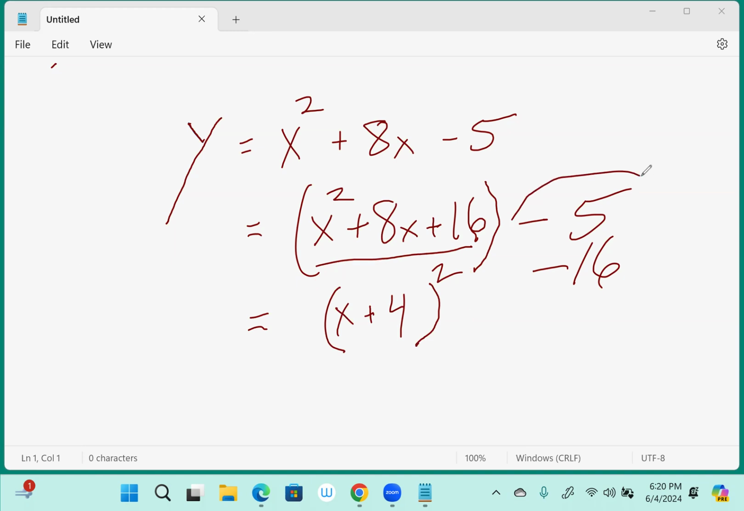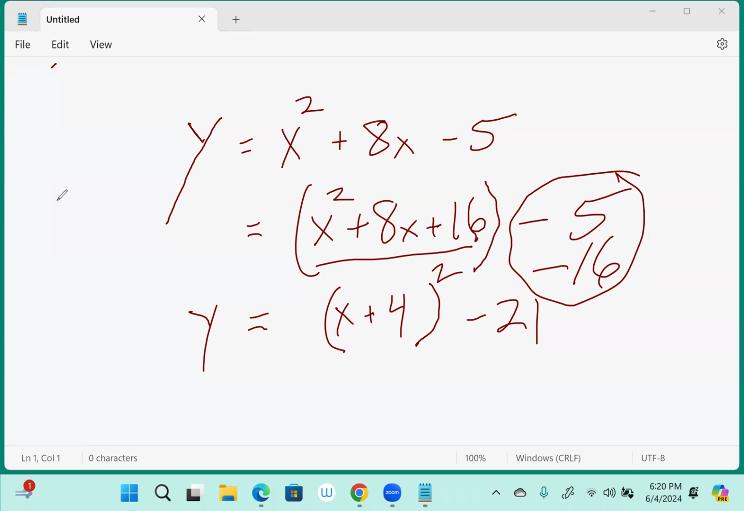And now combine those two, you get minus 21. Now we know the vertex. The vertex is where? -4, -21. Correct. And then we can go from there.